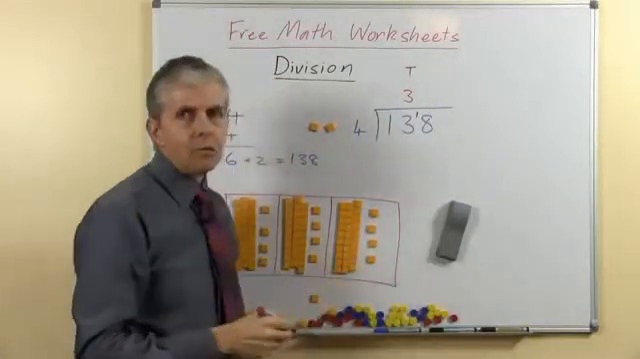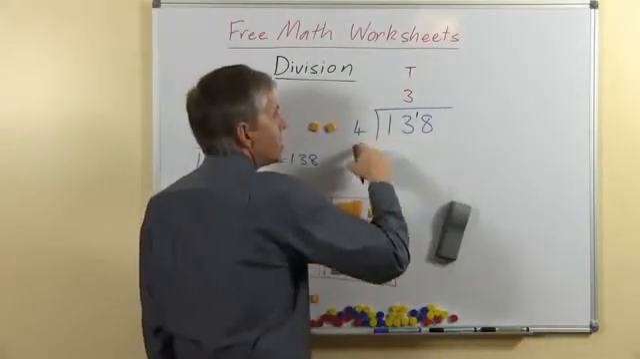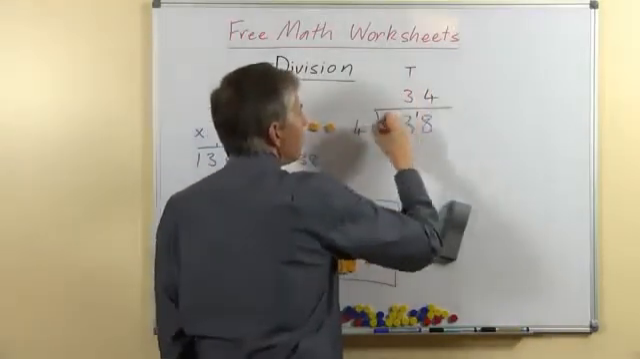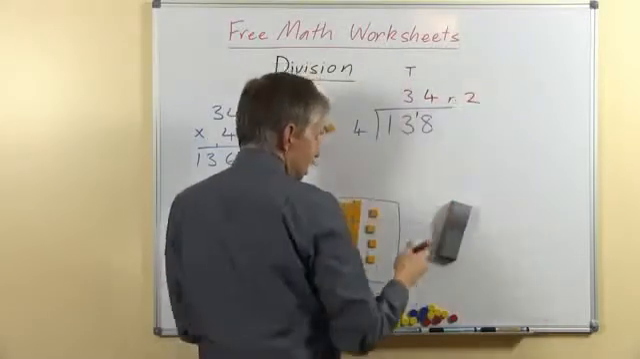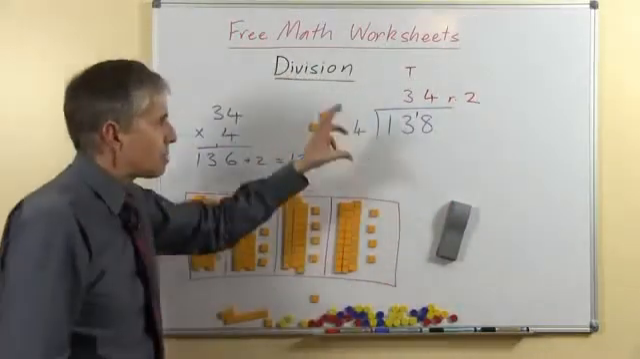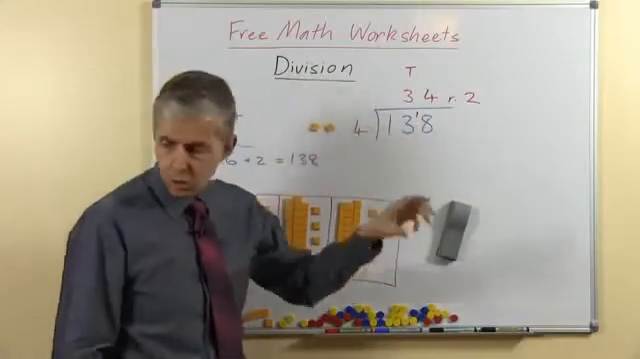Put that next to the 8. We've now got 18 ones. Share 18 among 4. Everybody gets 4. 4 4s are 16. There are 2 left. There's the remainder. So exactly the same steps, but of course it's shorter and quicker.